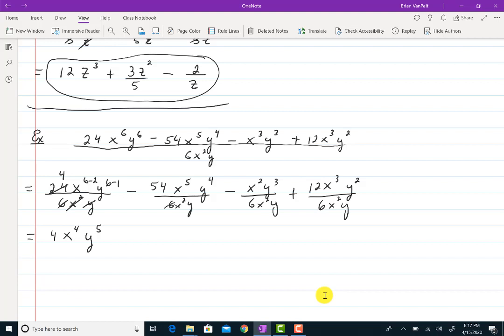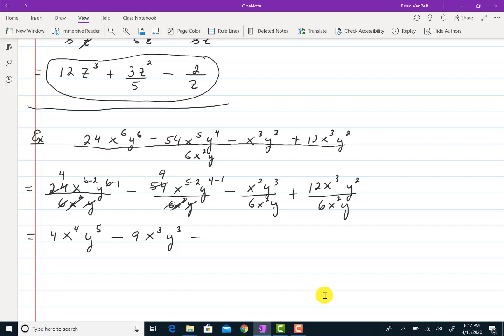Now for the second piece, 6 goes into 54 9 times. So I brought down the minus. X squared will go into x to the 5th. I'll subtract that exponent, leaving x cubed. And then y can go into the y to the 4th, leaving y cubed.